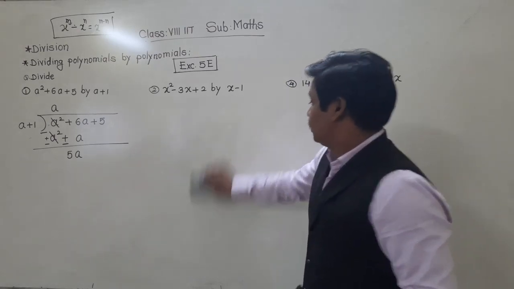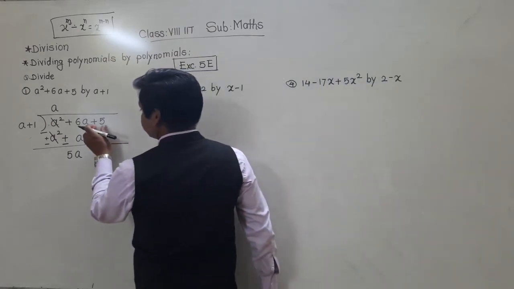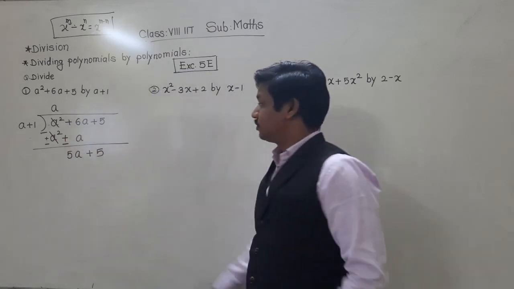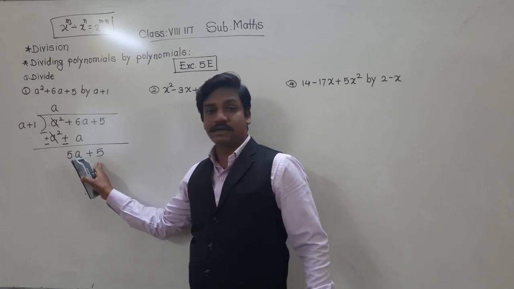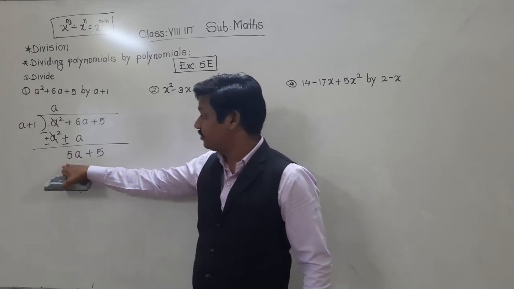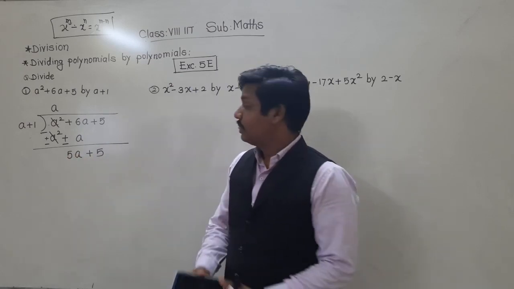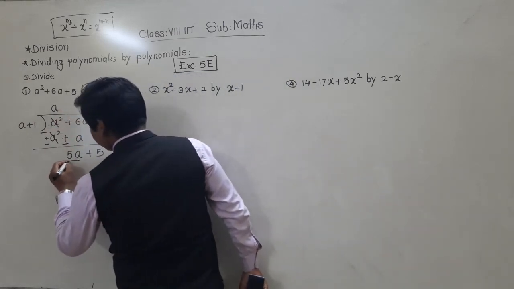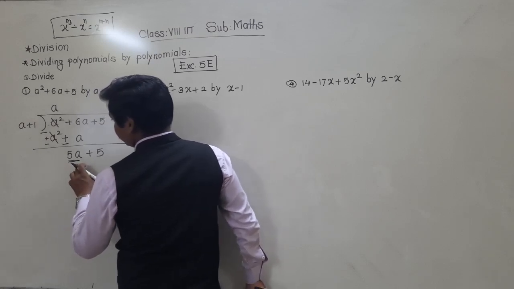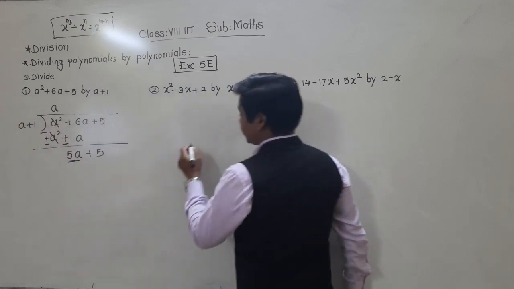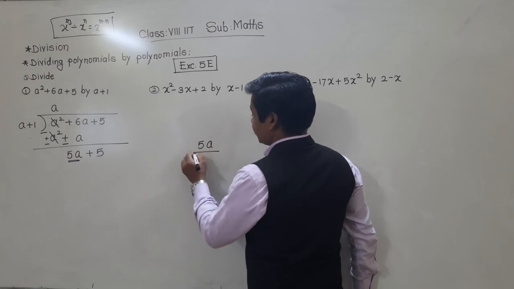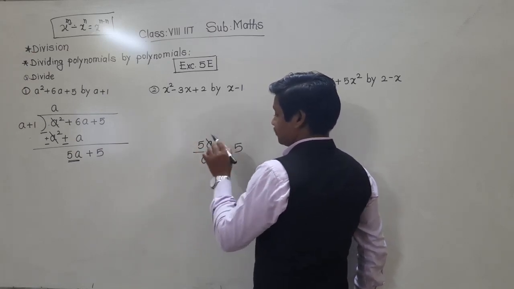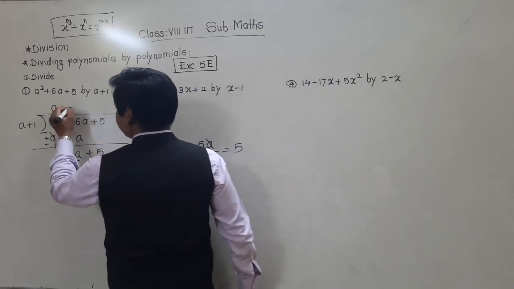Understood? Now what remains? This plus 5. Bring it down. This is now the remainder in the first step, and this term we have brought down, it became 5a plus 5. Understood? Now again the same procedure. First term of this polynomial divided by first term of divisor, that is 5a divided by a. So a cut, remain 5. What will remain here? Plus 5.